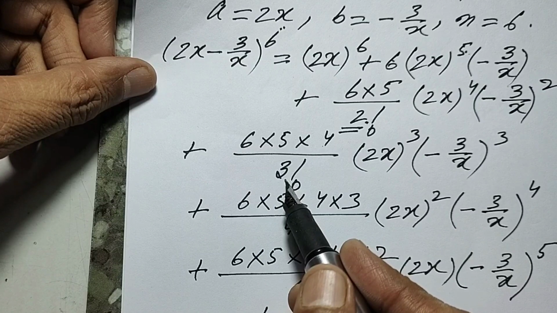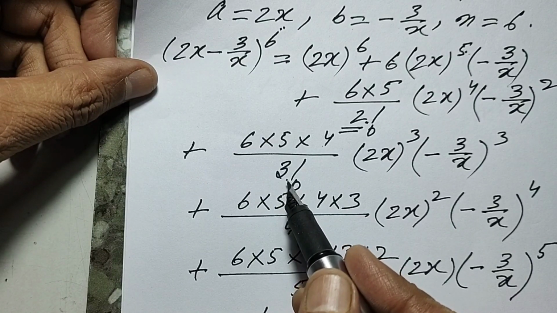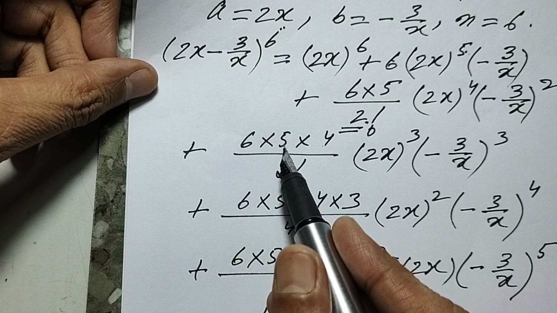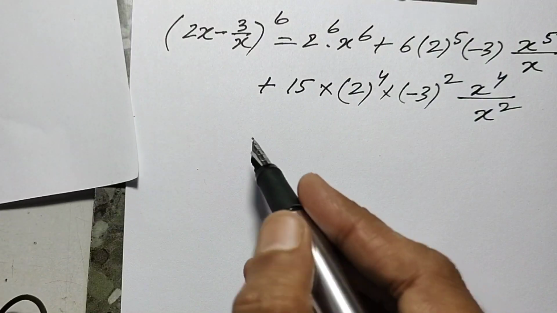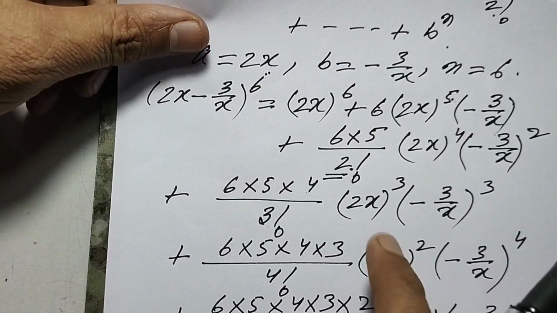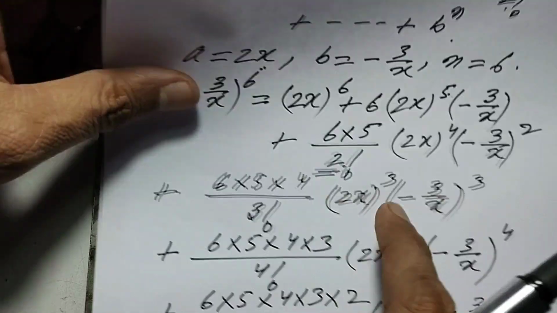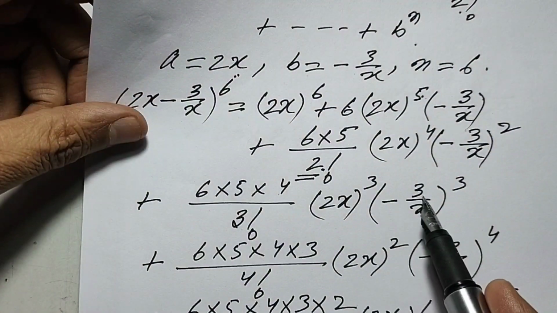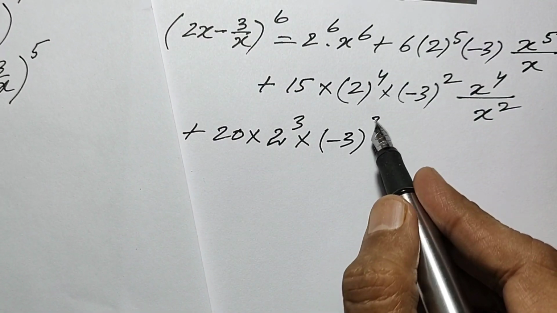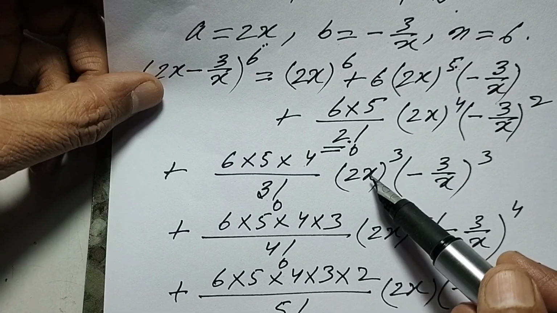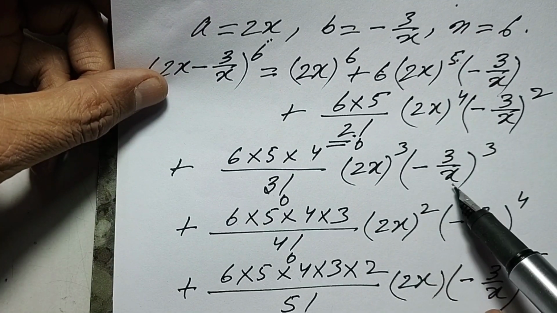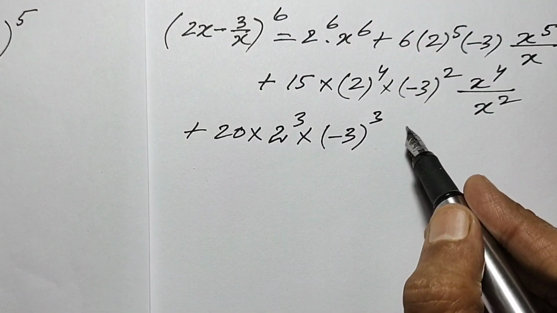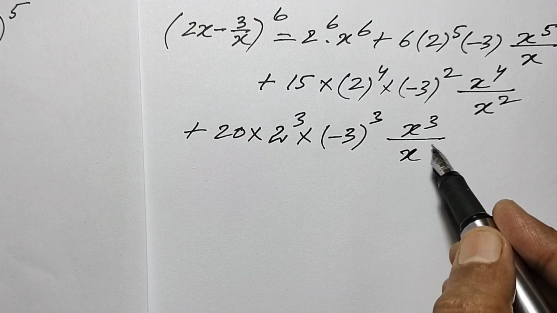Now come to this term. Here factorial 3 is in the denominator, and as you know well, factorial 3 is 6, so this 6 will divide this 6 and we are left with only 5 into 4, that is 20. The first numerical factor in the next term will be 20 and the next numerical factor will be 2 raised to the power 3, that is 2 cube, multiplied by minus 3 cube. And if we talk about the variable factors, there will be x cube in the numerator and x cube in the denominator, because the whole power is 3 over here. So we have x cube upon x cube.